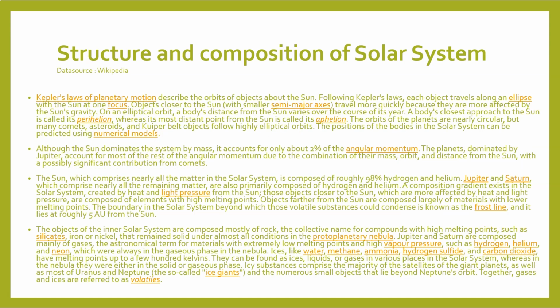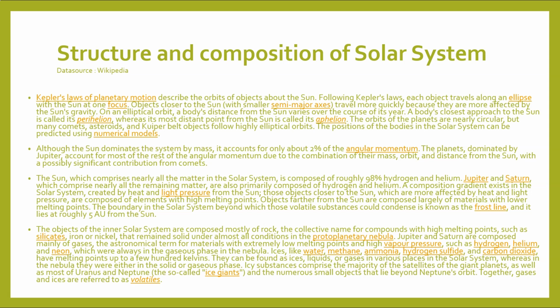Kepler's laws of planetary motion describe the orbits of objects around the sun. Following Kepler's laws, each object travels along an ellipse with the sun at one focus. Objects closer to the sun with a smaller semi-major axis travel more quickly because they are more affected by the sun's gravity. On an elliptical orbit, a body's distance from the sun varies over the course of its year.